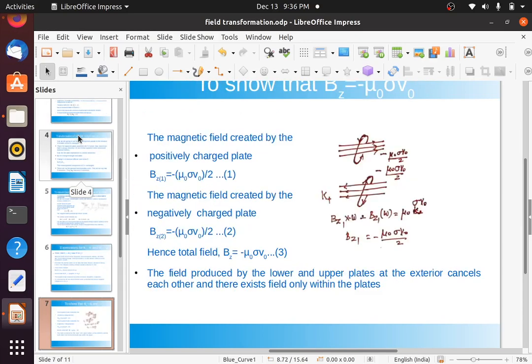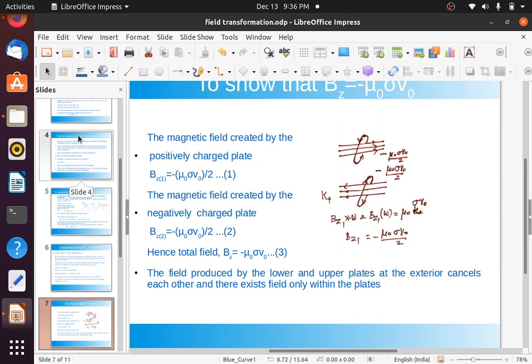Next we have to show that the total magnetic field B is equal to minus mu 0 sigma V0. The positively charged plate creates a field of minus mu 0 sigma V0 by 2, and the negative plate also creates the same amount of magnetic field. These two magnetic fields are directed along the minus z direction. They add together and give a total field B equal to minus mu 0 sigma V0.